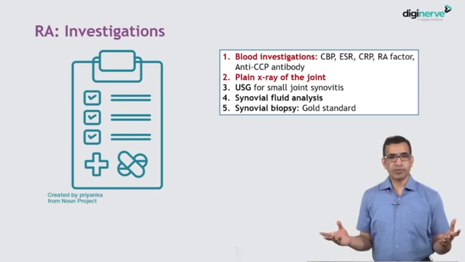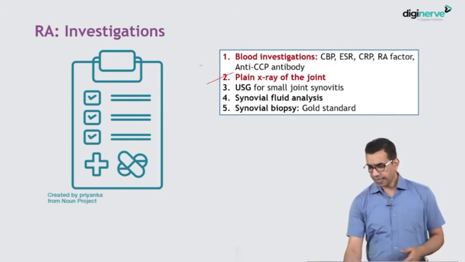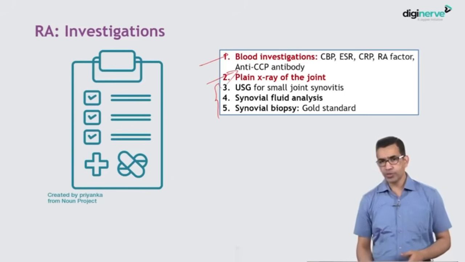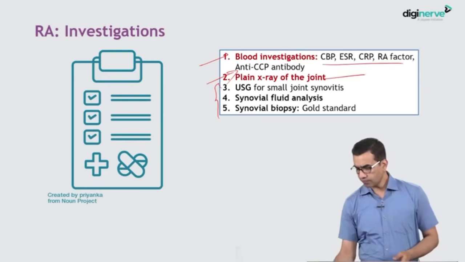How do we confirm the diagnosis? Blood investigation, very simple. Plain X-ray of the joint. These are the 2 things which we do routinely. We don't do more routinely because 99% of the time you will be able to confirm the disease process with these. Sometimes we do synovial biopsy.